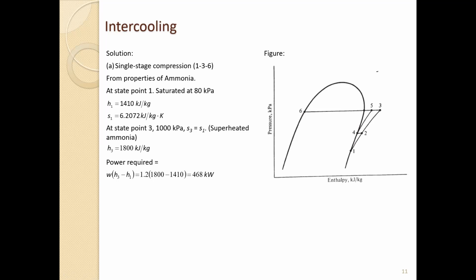Now the power required is W equal to m times H3 minus H1. So again, m is the mass, 1.2 times 1800 minus 1410, or 468 kilowatts.